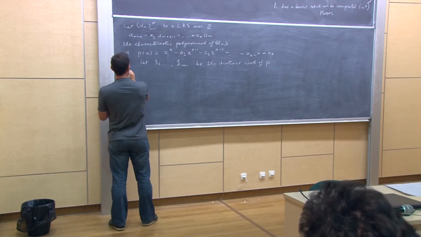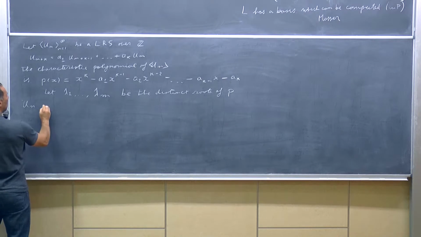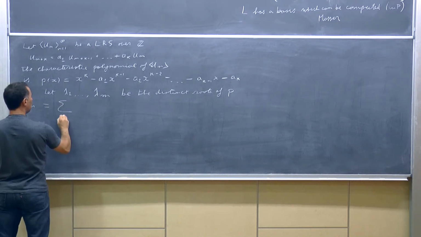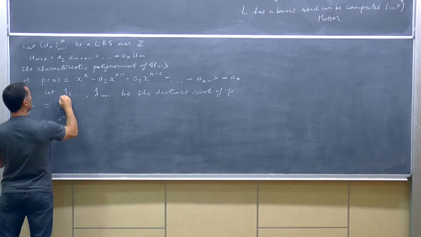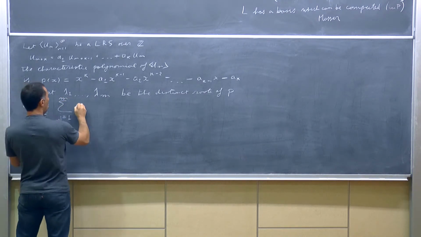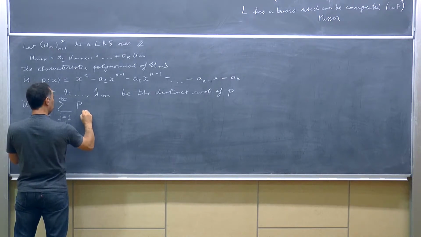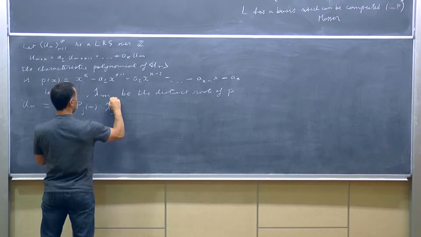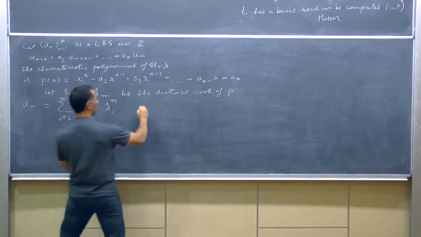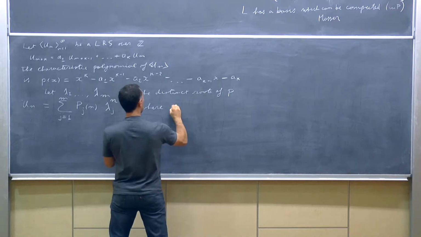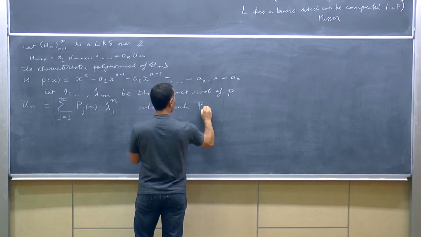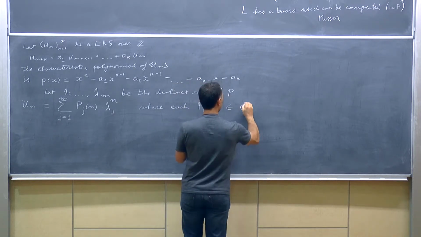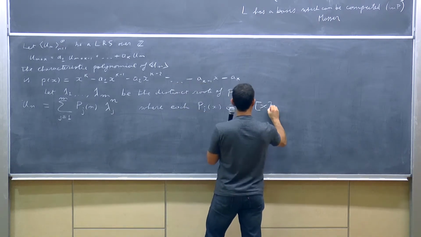Now it turns out that u_n can always be written, for all n, as a summation for j equals 1 to m of polynomials of the form p_j of n times lambda_j to the n, where each polynomial p_j is a polynomial with algebraic coefficients.